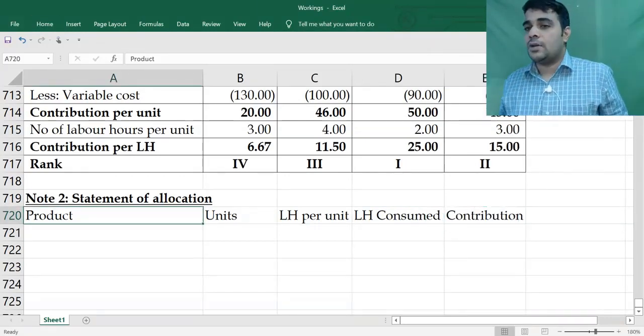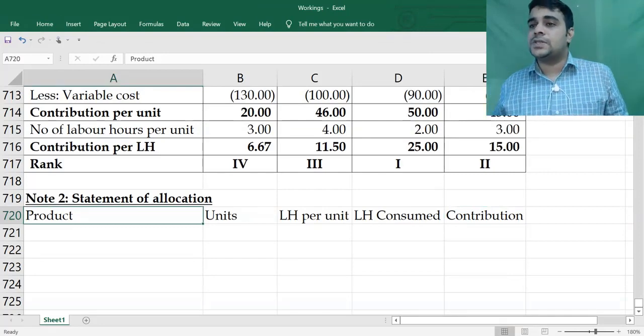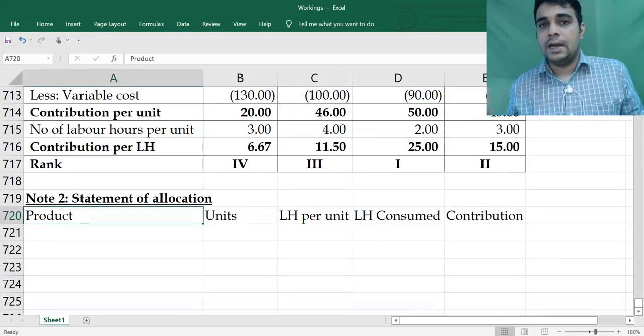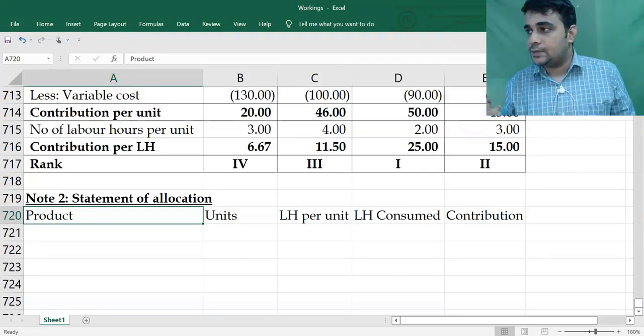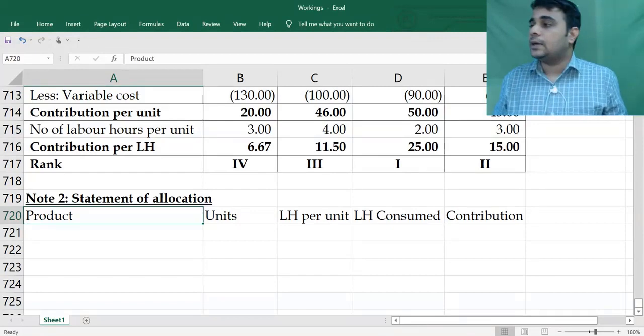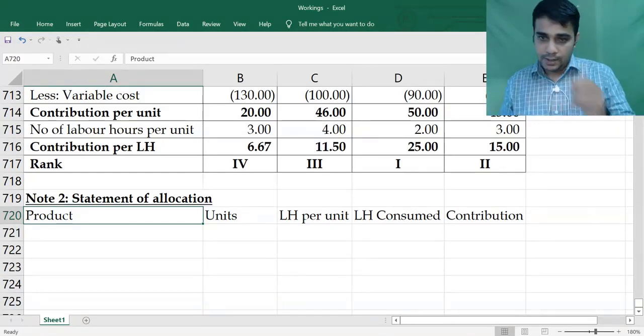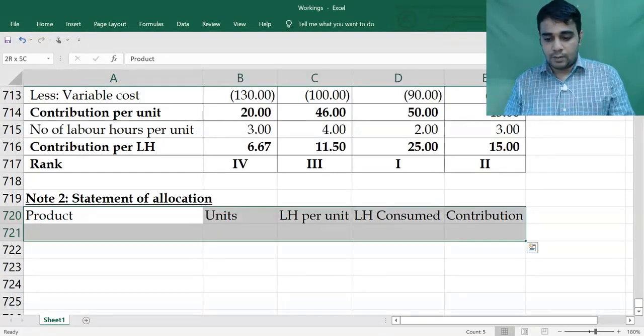The last column is not needed in the current question. Contribution is needed if they ask you to calculate profit. I have done it because many questions will ask you. So the first question I want to include the contribution column also. This question, that contribution column is not needed. Open these 5 columns.